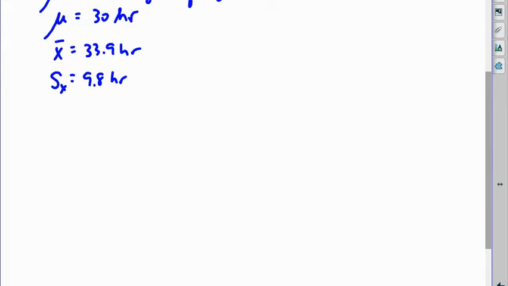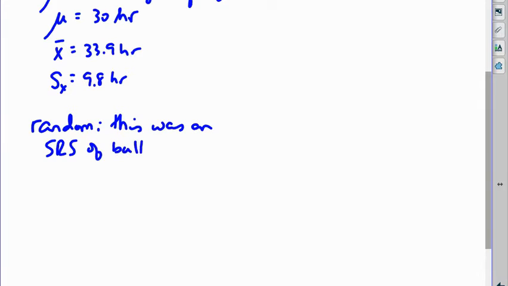Okay, so start off by, are we doing something that's random? This was an SRS of batteries, so that's good. So we have something random. Like we wouldn't want to just take batteries all from one store. Maybe they were in a garbage pile or something. I don't know. Look for violations of randomness. None there. Okay, independent, because this is going to allow us to find that standard error.